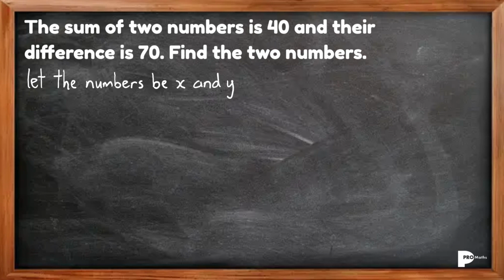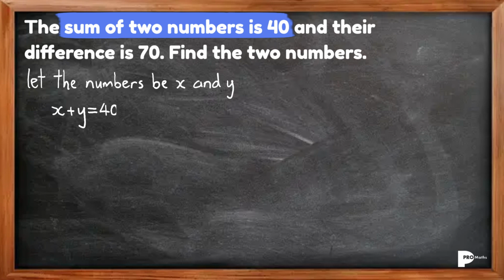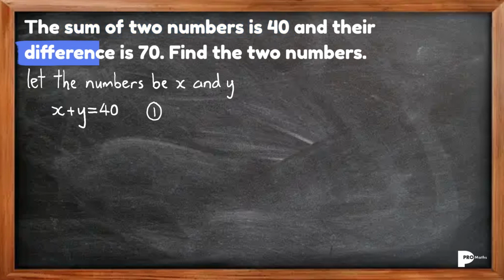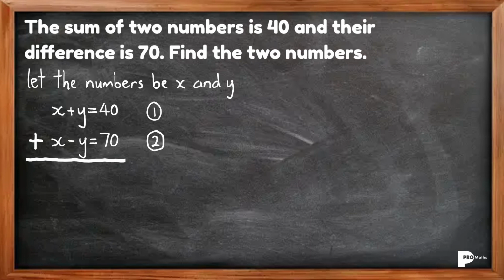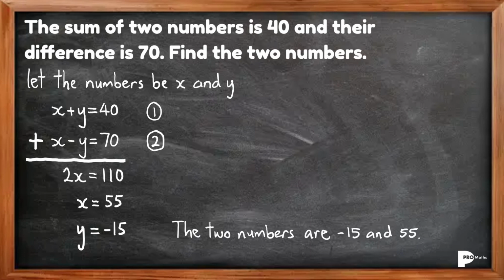Let the two numbers be x and y. Let's create equations. Sum means add, so x plus y equals 40, and difference means take away, so x minus y equals 70. Let's solve this one by elimination by adding the two equations. We get x equals 55, therefore y equals negative 15. For good communication, answer the question with a little statement. So our two numbers are 55 and negative 15.